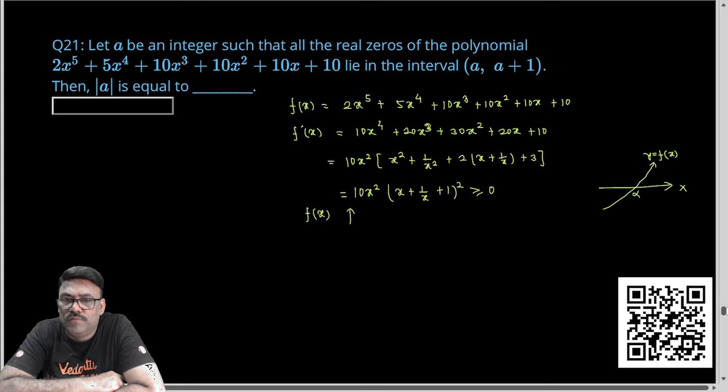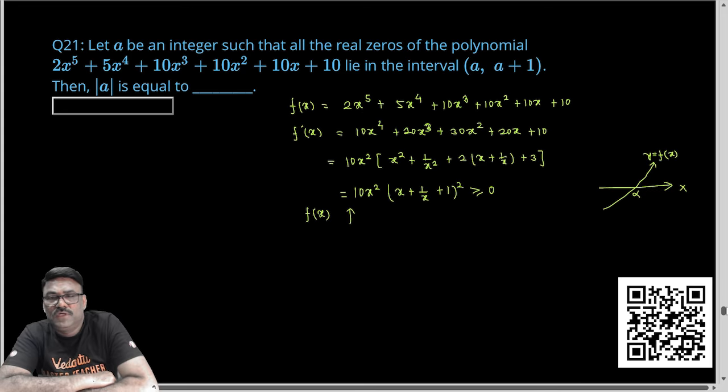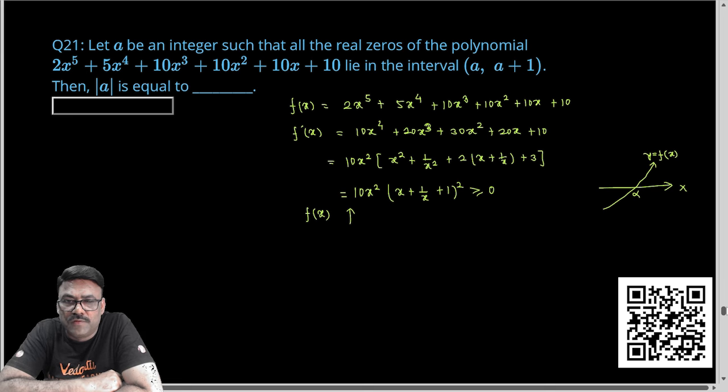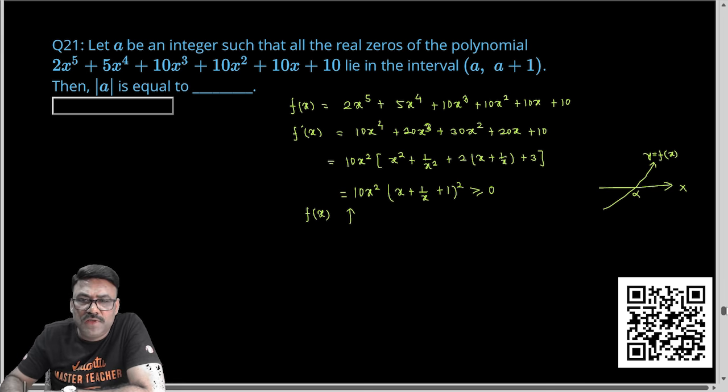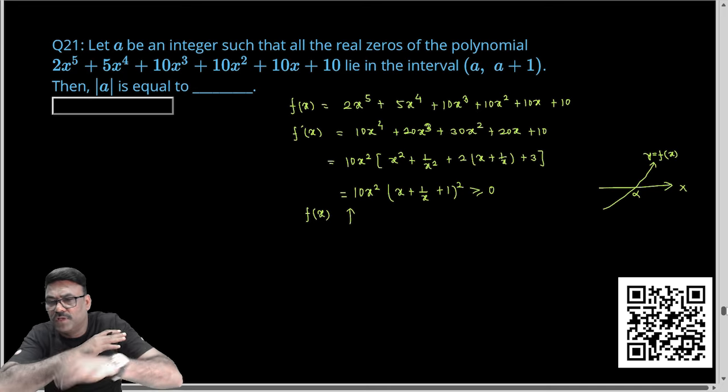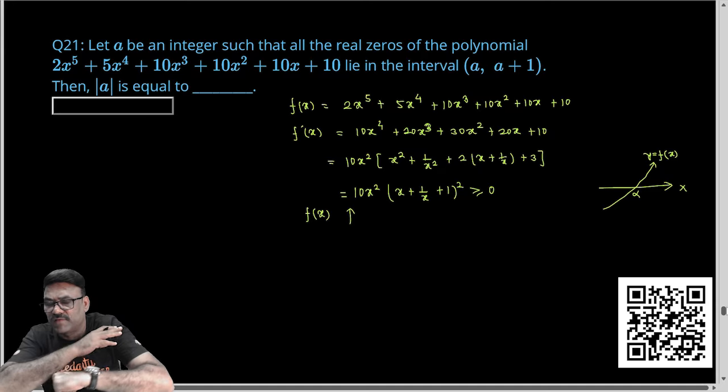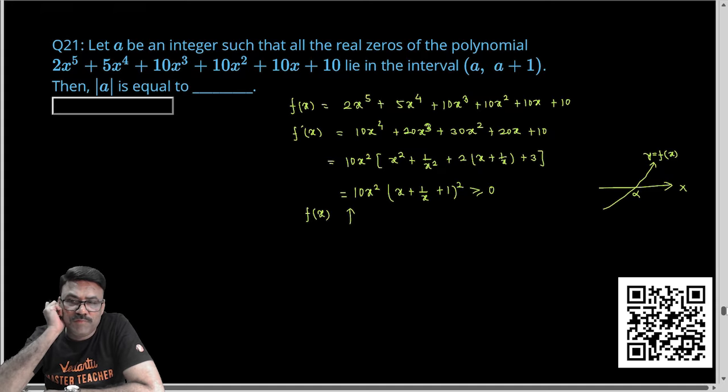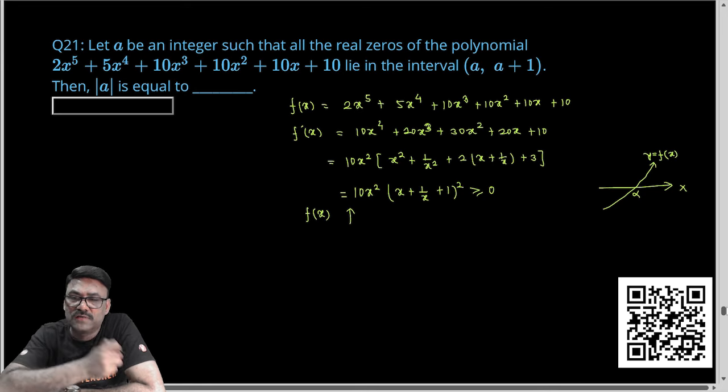There will be only one real root, let's say alpha. Now they are saying that this one real root is lying between a and a plus 1. So now I will locate the root just by hit and try. I can see that f(0) is positive, f(0) is 10. And for every positive number, f(x) will be positive. So on the positive side, the graph is always above the x-axis. So for positive x, the graph cannot intersect the x-axis. So there cannot be any positive real root.